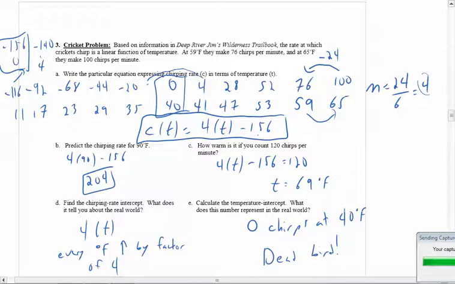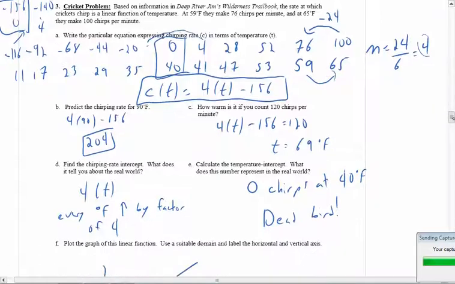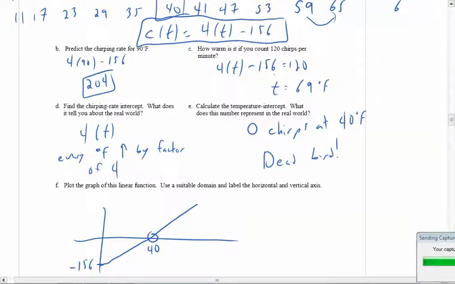Now, the negative 156 isn't that relevant because it says at 90 degrees, well, if I punch in 4 times 90 minus 156, at 90 degrees these crickets are going to be going crazy at 204 chirps per minute, if they haven't died already because of temperature. But they tell me it's linear. How warm is it? And again, I just set it equal to 120 and I solve this.